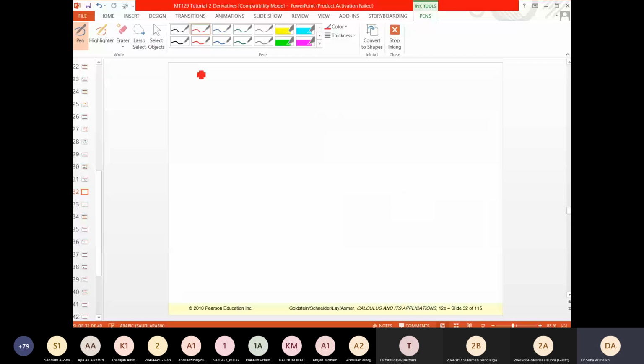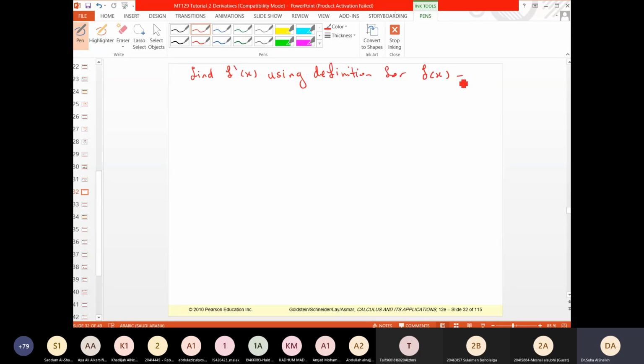Again, we have to find f dash x using the definition for f of x equal to root x plus 5. It's root x plus 5, not just root x. So according to the definition, this is the limit when h goes to 0, this is f dash x.